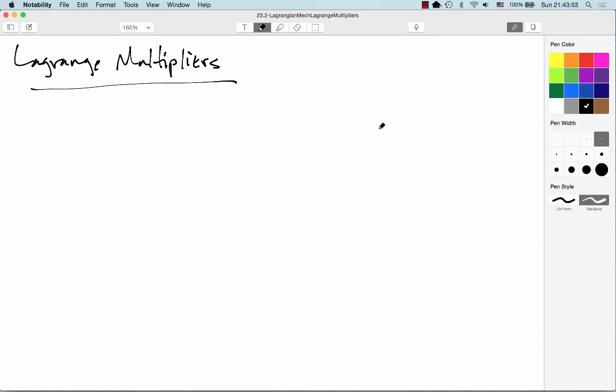Okay, so in the last video we introduced the idea of generalized momenta and ignorable coordinates. Now we're going to take a look at how to handle constraint forces in the Lagrangian formalism.